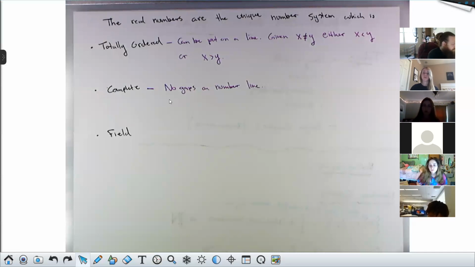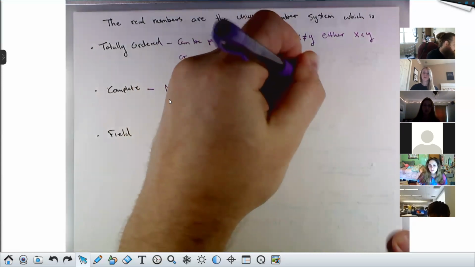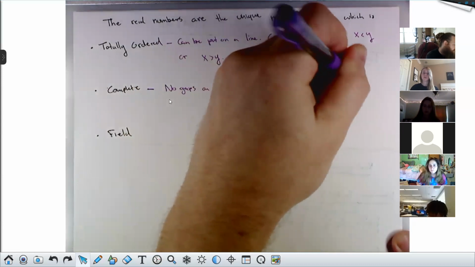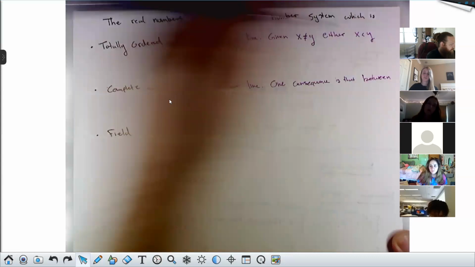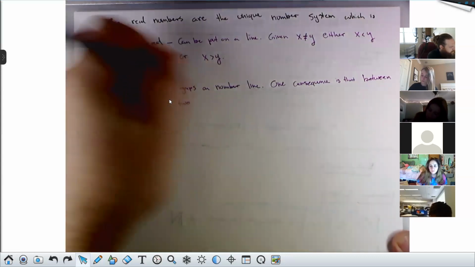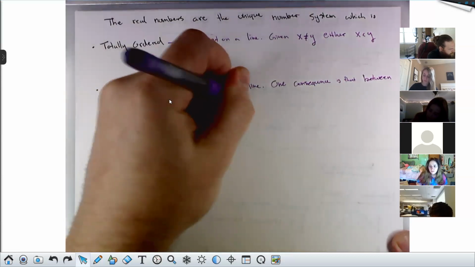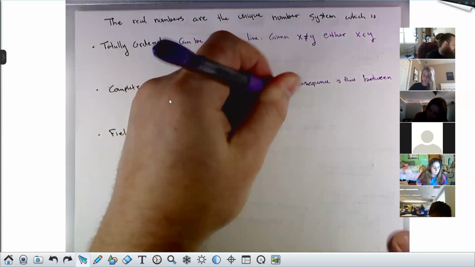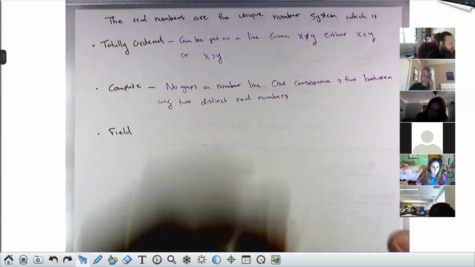Kind of a consequence of this is that between any 2 distinct real numbers, there's not only one other real number, there's infinitely many other real numbers.